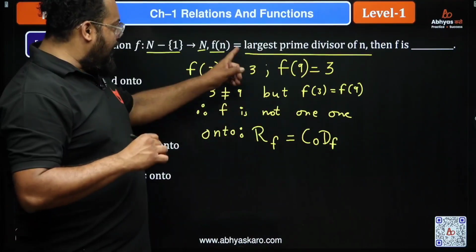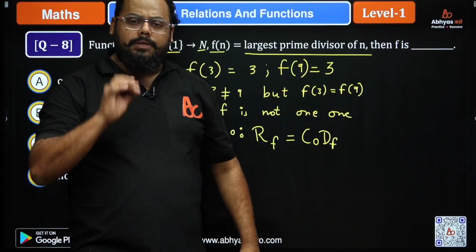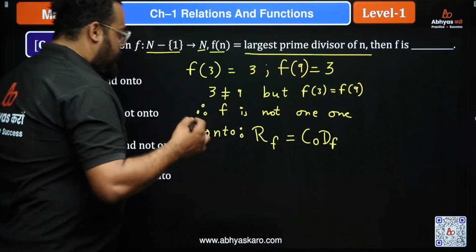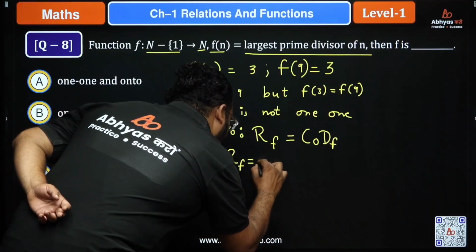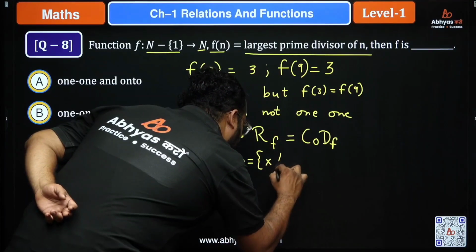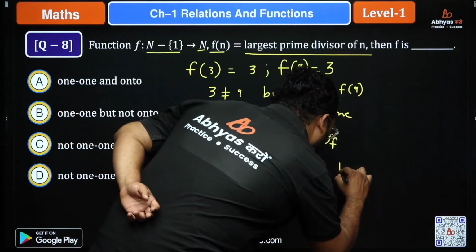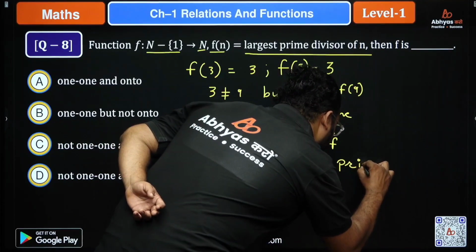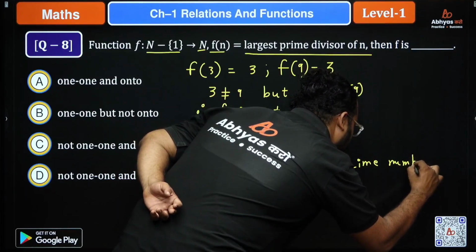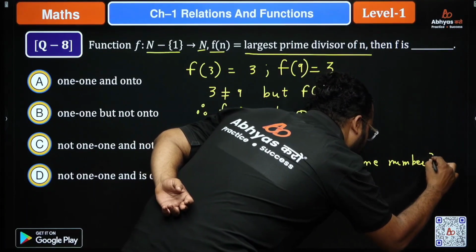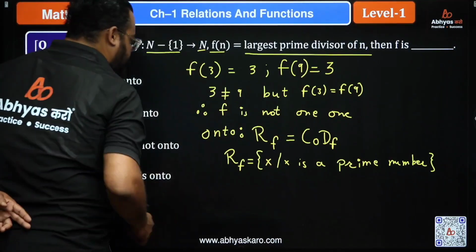रेंज मतलब एफ एन के आउटपुट वैल्यूज क्या क्या आ सकते हैं। सो लार्जेस्ट प्राइम डिवाइजर ऑफ एन में एक चीज तो पक्का है कि आपके जो नंबर्स आएंगे दे विल ओनली बी प्राइम नंबर्स। सो कैन आई राइट R of f, range of f contains all elements x such that x is a prime number. Correct? What is my codomain? My codomain is natural numbers.